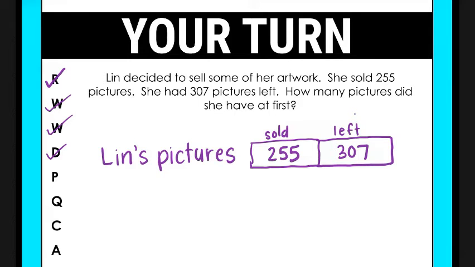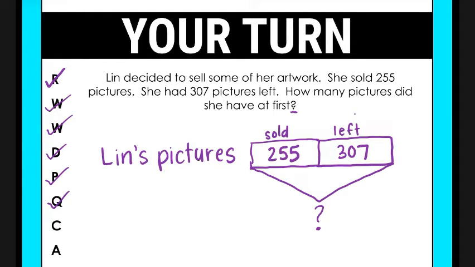So now to my last sentence, and it says, how many pictures did she have at first? So I see that question mark, which tells me that I am to my last step, or my next step, which is the Q for question mark. So how many did she have at first? Well, I need to think about how many she sold, and then also how many she has left. So I want to know the total at the beginning. So my question mark is going to combine these two together in order to figure out, well, how many did she have before she even sold any?